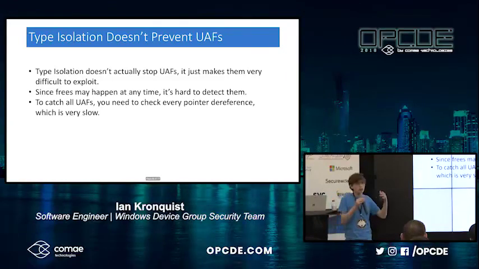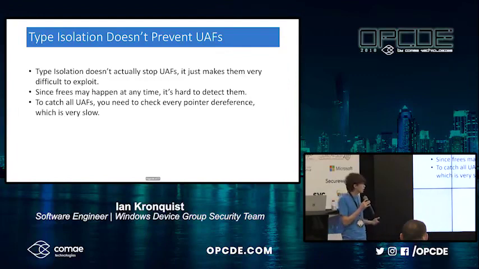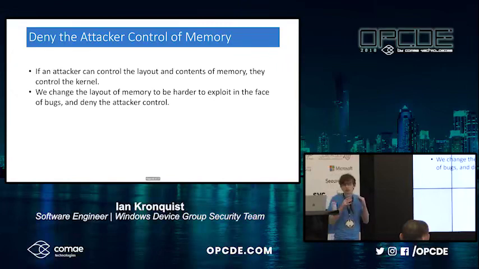It's also important to note that this mitigation does not prevent use after free. Since a free may happen any time after an object has been created, it's really hard to detect them. In fact, to catch every use after free ever, you have to check every pointer access, which is incredibly expensive, and we can't do that in the kernel. So what we need to do is deny the attacker control of memory.